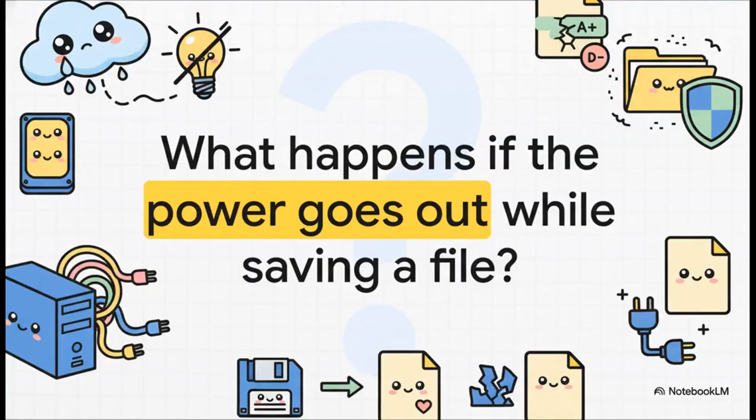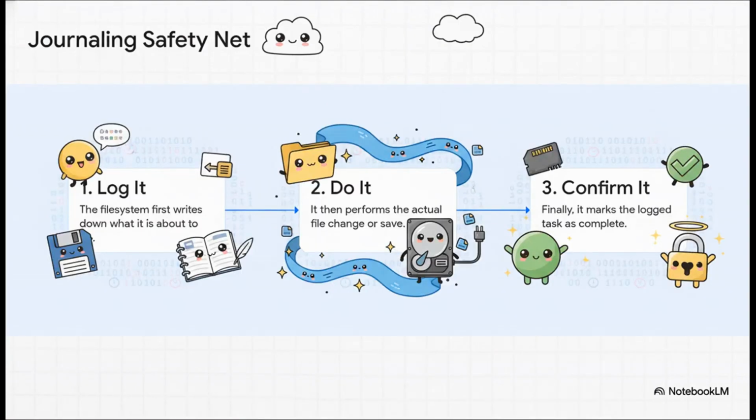All right, let's switch gears for a second and talk about something a little more dramatic: protection. Picture this. You're saving a super important file, your final paper, a big work project, and boom, the power goes out. That heart-stopping moment, right? Is your file just gone? Is it a garbled mess? Well, thanks to a feature called journaling, you're probably okay. And this was an absolute game changer.